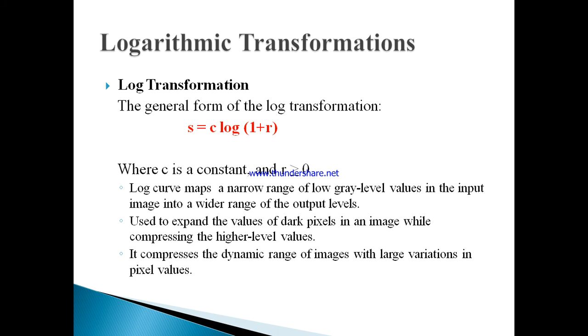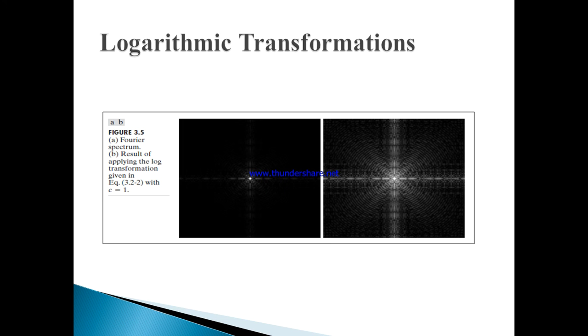Next one is log transformation. The log curve maps a narrow range of low gray level input to a wider range of output levels. It is also used to expand the value of gray level pixels, and it compresses the dynamic range of images with large variations in the pixel value. It is given by the expression S is equal to C into log of 1 plus R. You can see that we have considered an input image with Fourier spectrum, and we are applying the transformation to the input image.